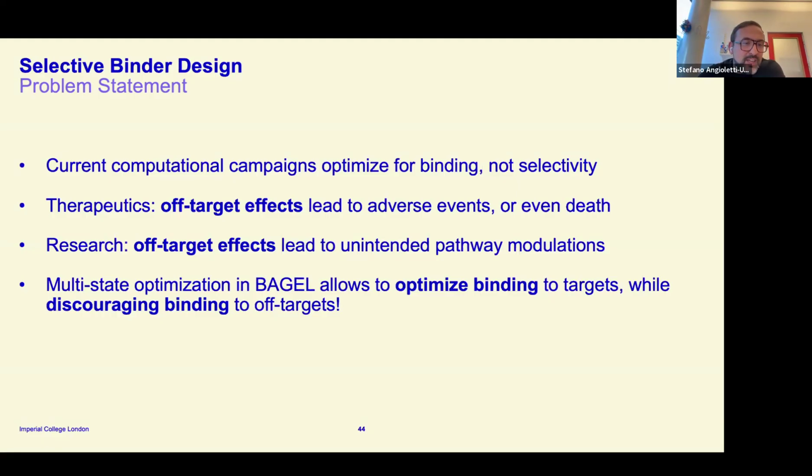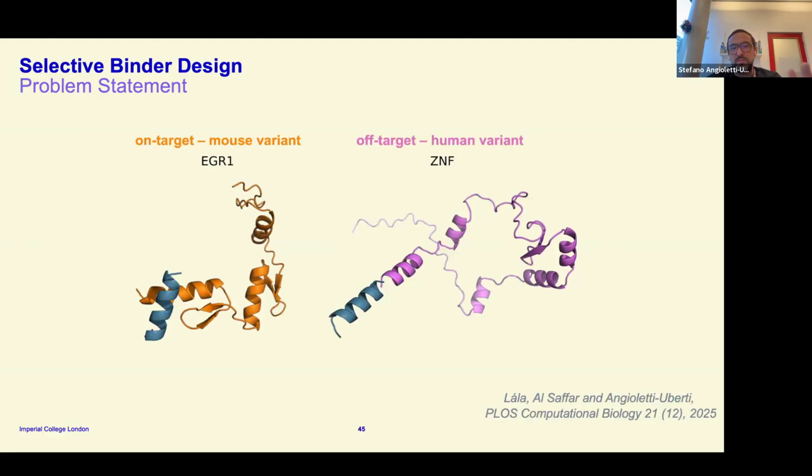So what you need in this case is a binder that binds the right target and doesn't bind to any other protein. If you think about it, this is exactly the perfect example of a multi-state optimization problem. And it's multi-state for the following reason. The example that we treated in this paper is that we have two proteins, EGR1 and ZNF, and we want a binder. So here, this sequence in blue, we want a binder that ideally binds to EGR1, but does not bind at all to ZNF because it would be toxic.